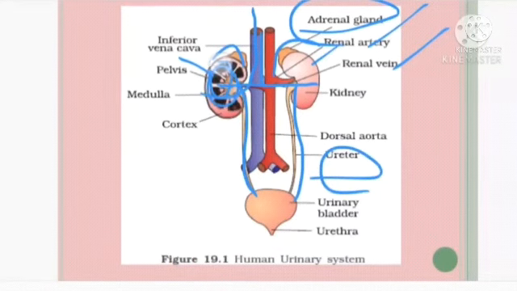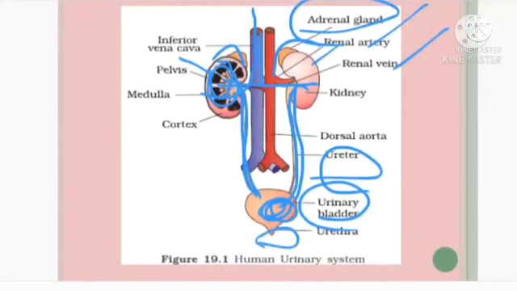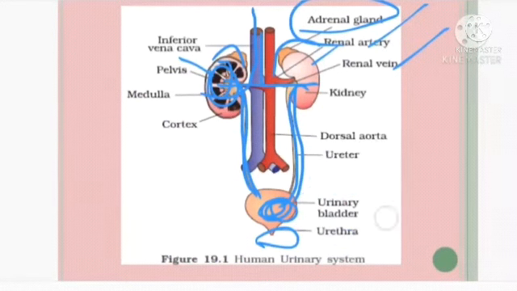Here the urine is formed and moves through this ureter, and reaches the sac-like structure present here, which we call the urinary bladder. In the urinary bladder it is stored, and thereafter the urine is given out through an opening called the urethra. So from which part is the urine moving out? It is moving out through the urethra. So you have to remember the structure.